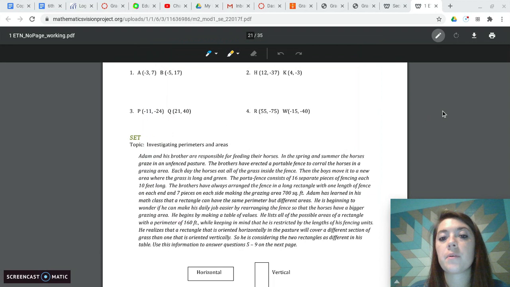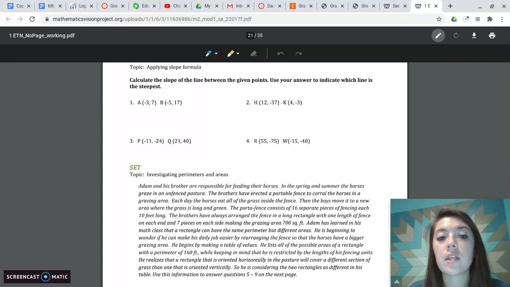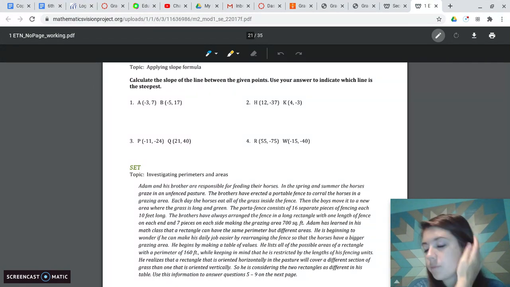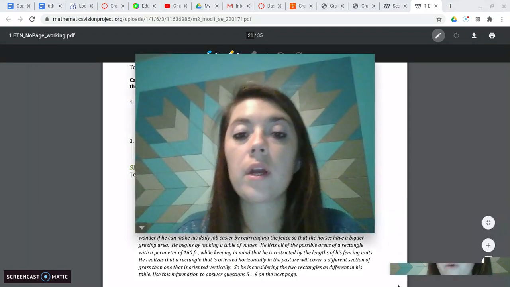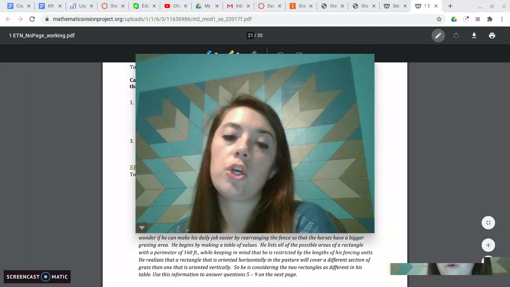So the first thing we're looking at here is calculating the slope of the line between the given points. And afterwards, you guys will determine which line is the steepest, but I won't do that with you. We'll talk about later how to determine the steepest line. So we're going to look at number 2.